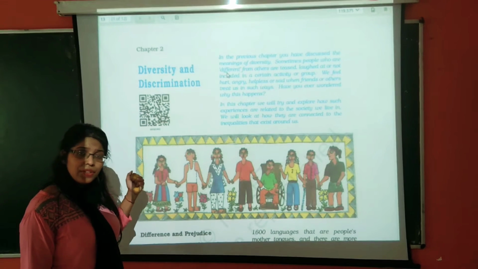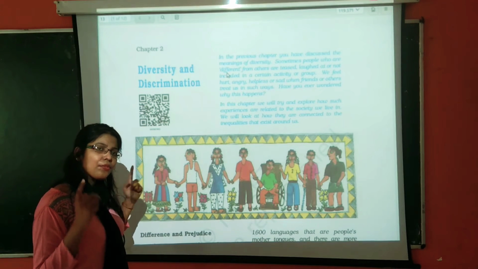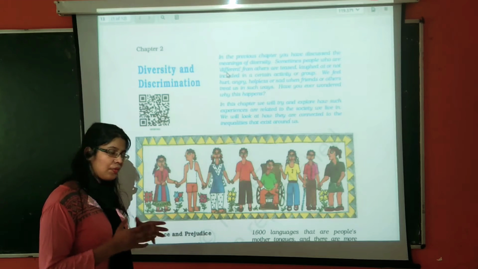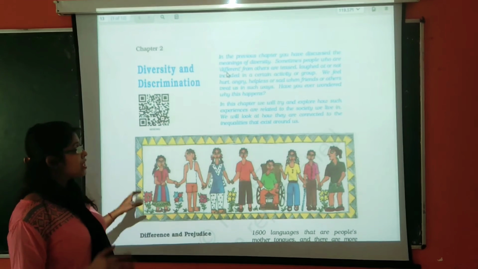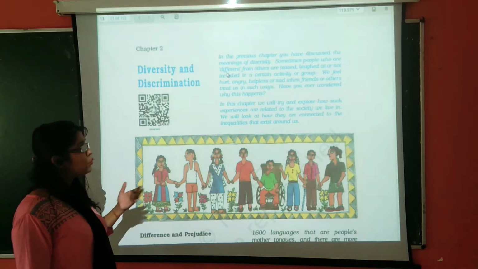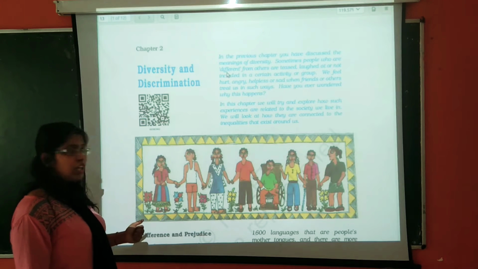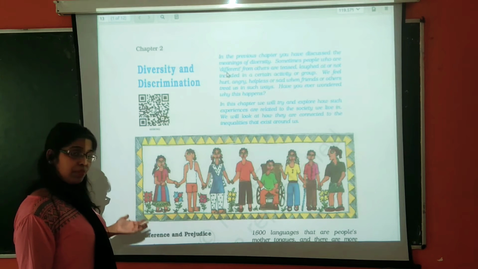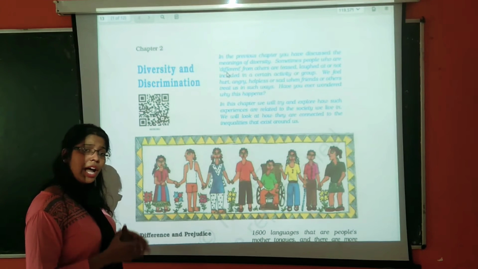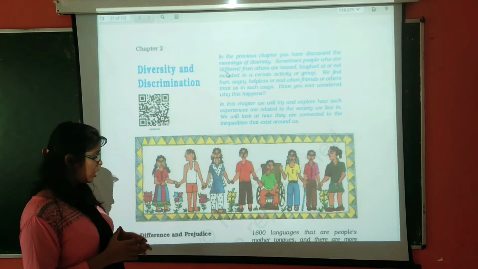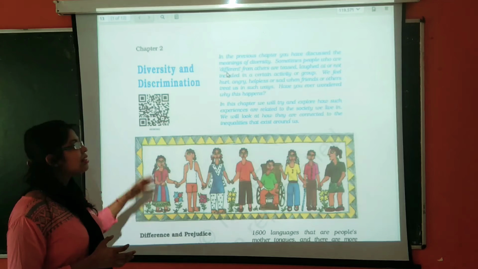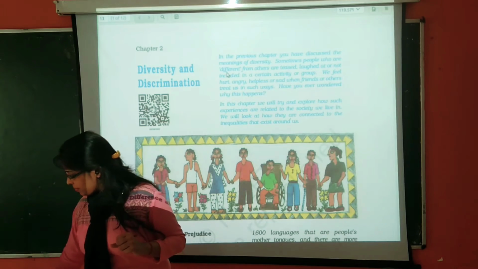Their height is different, but they all are one. The feeling of belongingness of one is given. That is what this is: unity in diversity. Now we will move to the subsequent topics. We will be seeing what prejudice is, what the meaning of prejudice is, and how prejudice leads to discrimination. So all these we are going to study in this chapter. Let us continue.